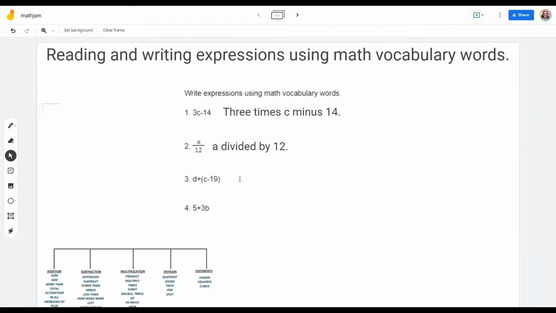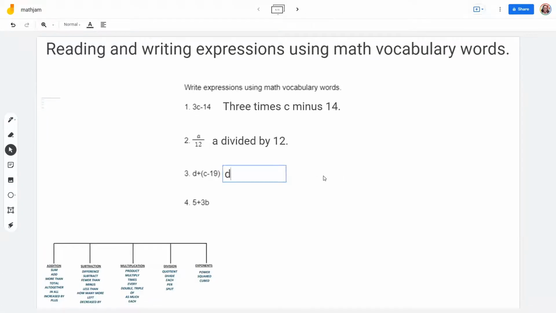All right, so number 3, we have D plus, and there's a couple of different ways we could write this. So D plus, let's see, the difference, we'll get fancy here. D plus the difference of C and 19, because that's C minus 19. So D plus the difference of C and 19.